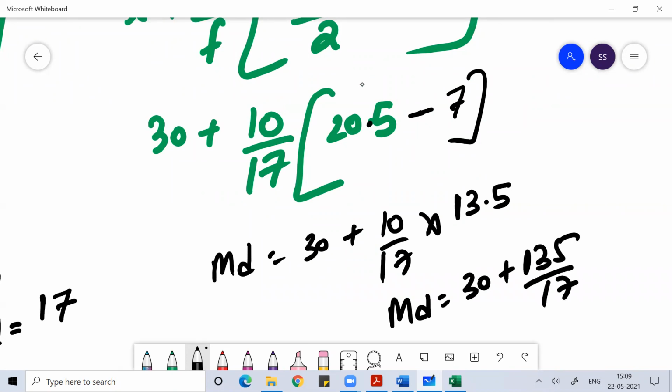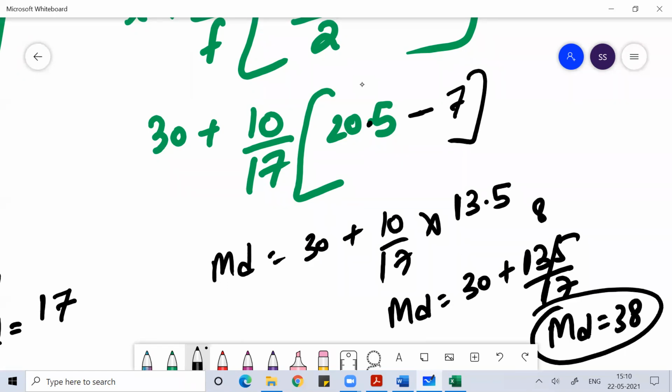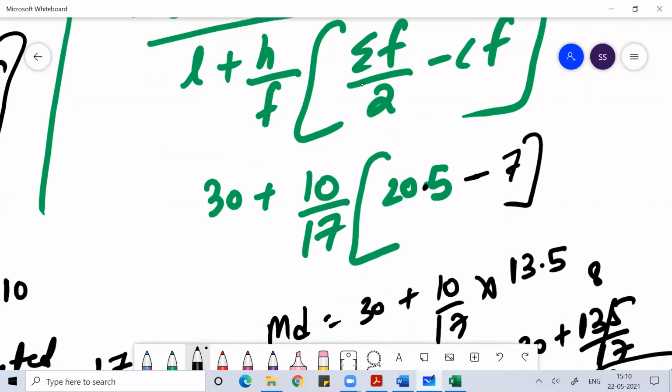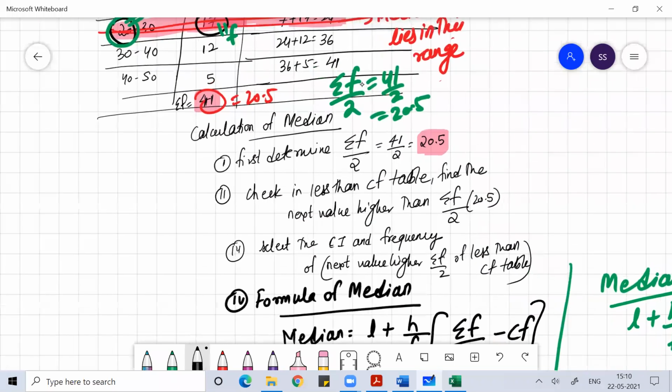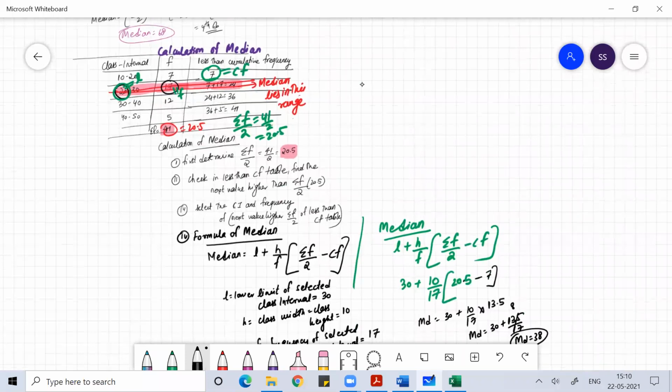Okay, so you know the 17 table. 17 sevens are 119. 17 eights are 136. So this is 135, and I can write this as approximately 8. So your median here would be approximately 38, 37.9 something. I wrote approximately 38. That would be your median. Clear, everyone? Ask me if anyone has a doubt.